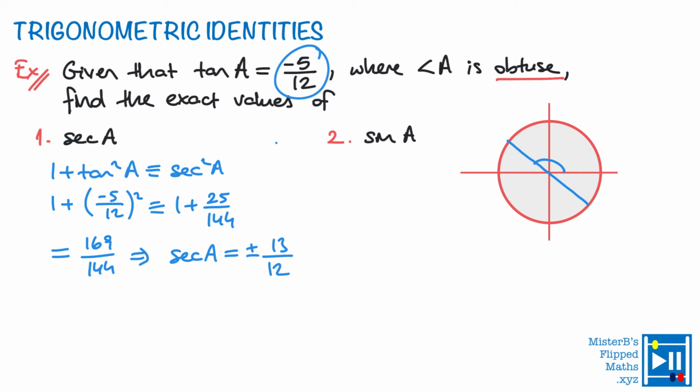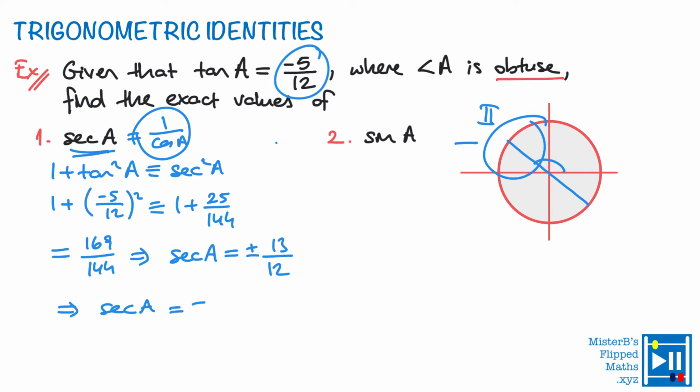I know that the angle is obtuse, and in the second quadrant, just because secant A is 1 over cosine A, and I know that in the second quadrant cosine is negative, 1 over cosine must also be negative, which is the secant. So I should be picking the secant A to be minus 13 over 12. So the use of the unit circle is very important here.